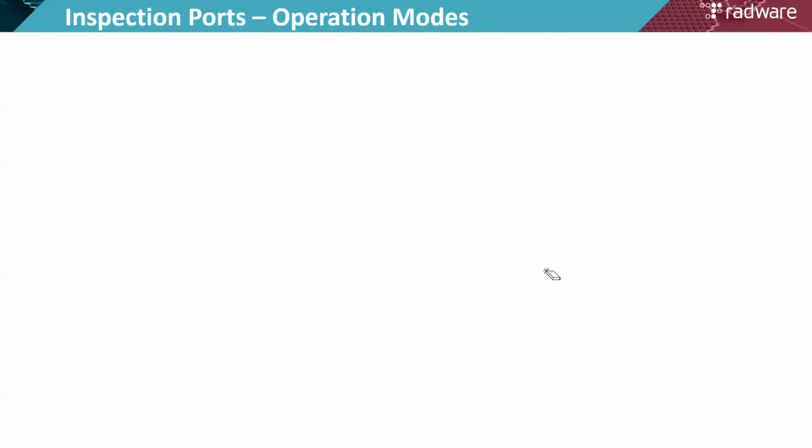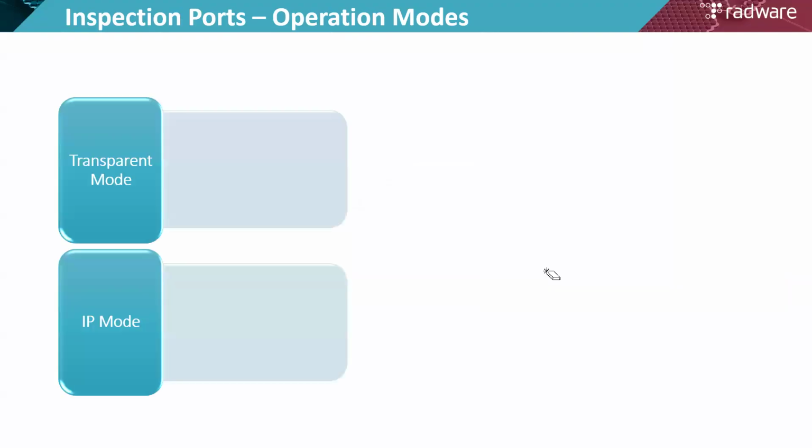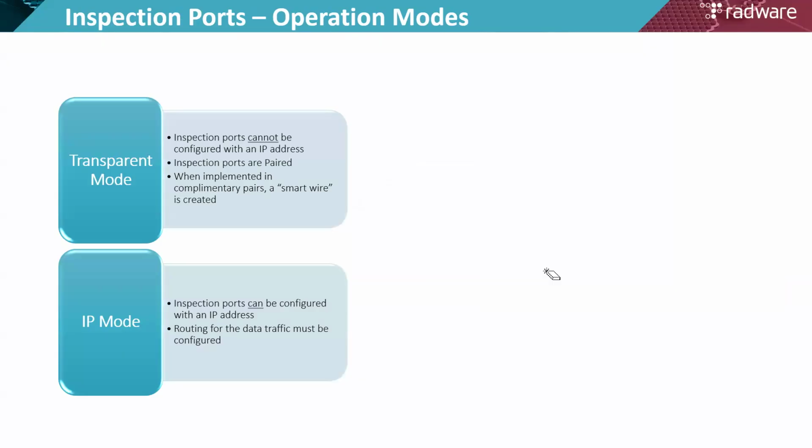This is an important slide related to inspection ports. Inspection ports are your data ports, and they can operate in two modes. One is transparent mode and the second is IP mode. If the inspection port is configured in transparent mode, that means we do not have an IP address on the particular ports. Suppose this is a DefensePro device and we have two ports, and here we have some other device, and these are connected. In that case, we are not configuring IP addresses on these ports when it is under transparent mode.